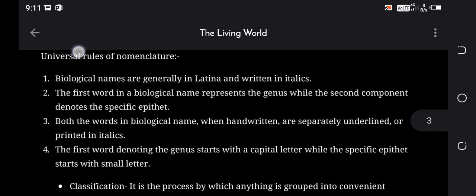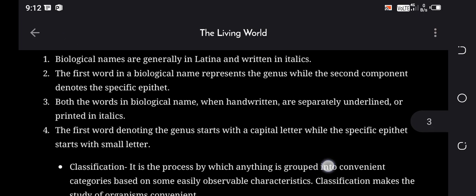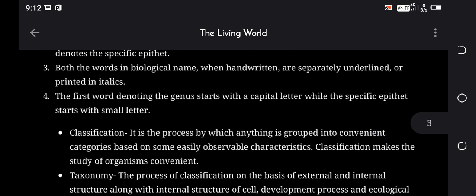So first, biological names are generally in Latin and written in italics. The first word in botanical nomenclature represents the genus, while the second component denotes the specific epithet. Both words in biological names, when handwritten, are separately underlined or printed in italics. The first word, the genus, starts with a capital letter, while the specific epithet starts with a small letter.